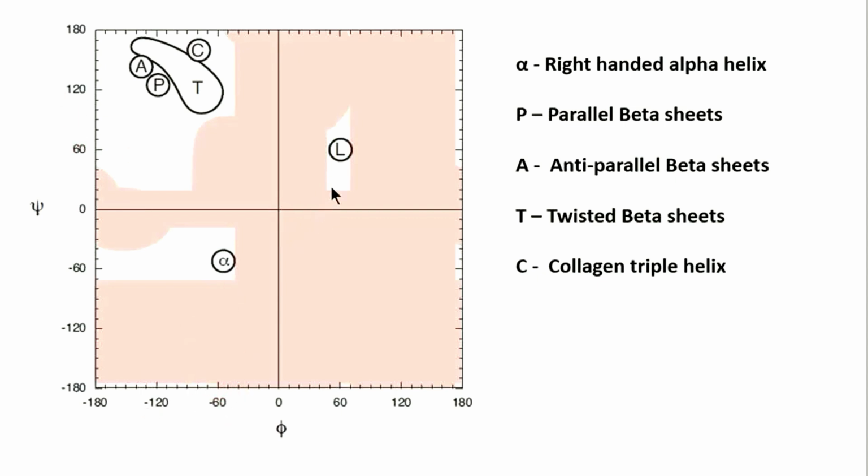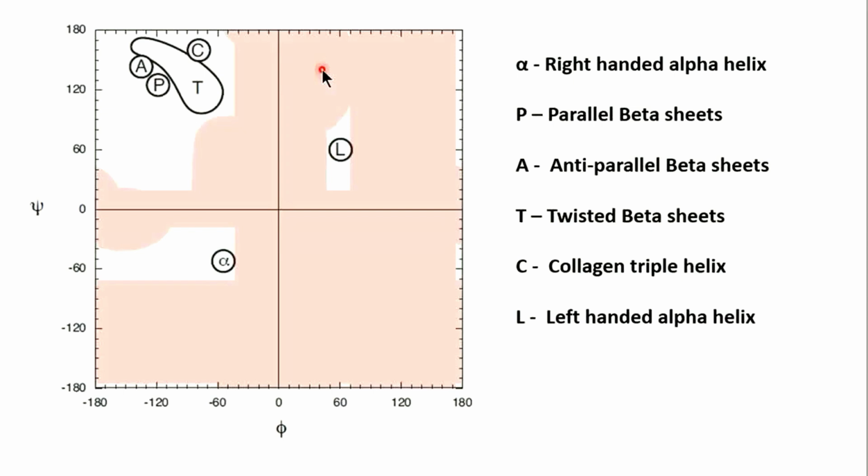So all of these structures are having positive values of psi and negative values of phi. Finally, L is left-handed alpha helix, which is having a positive value of phi as well as a positive value for psi. So in this Ramachandran plot we have learned that different secondary structures are having different sets of phi and psi values, and these sets are decided based on their stability. Proteins are folding themselves into a secondary structure by rotating the torsion angles phi and psi in a way where we are having the least steric repulsion.